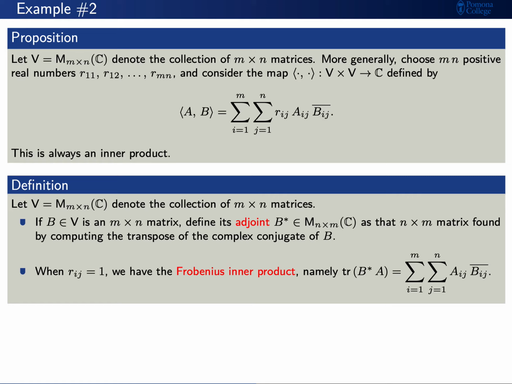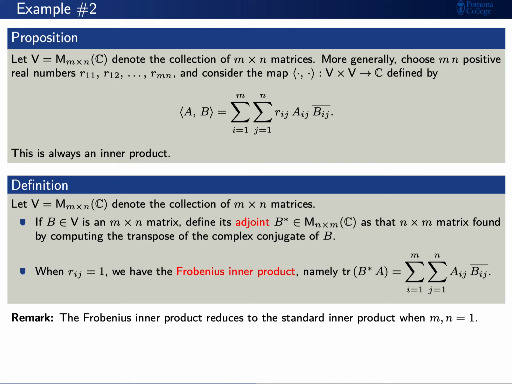When each Rij is equal to 1, then the Frobenius inner product is simply the trace of B adjoint times A. In other words, it's just the sum over the entries i and j of Aij times Bij conjugate. Here, again, all of the Rij's are just equal to 1. As a remark, the Frobenius inner product reduces to the standard inner product when either m or n is equal to 1.